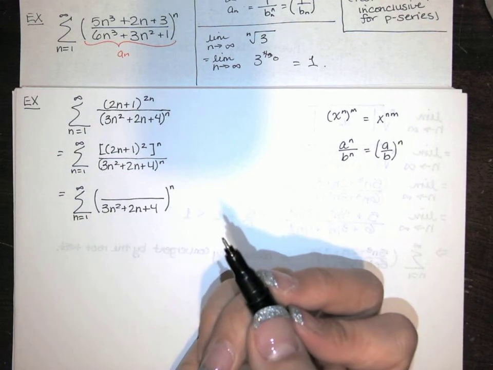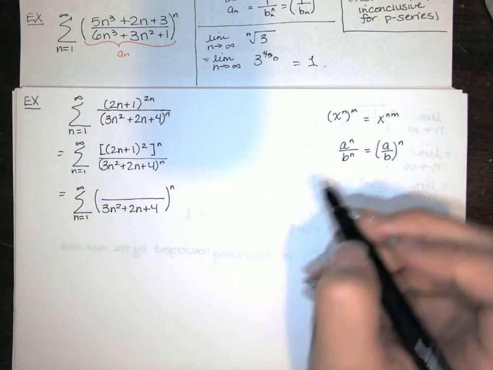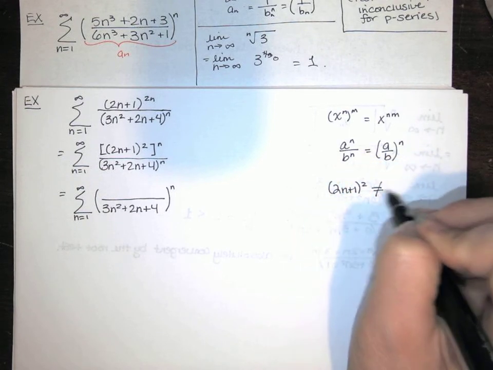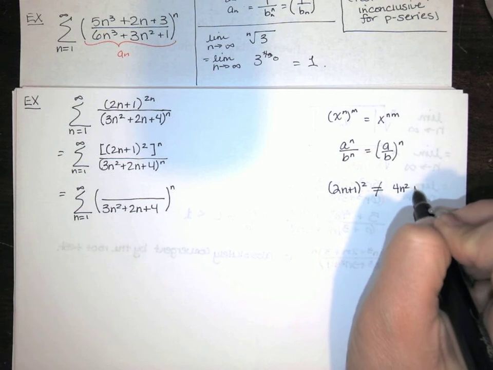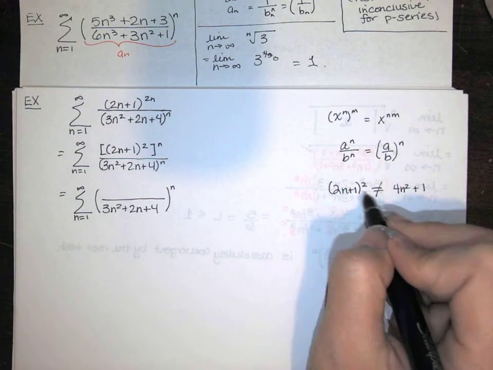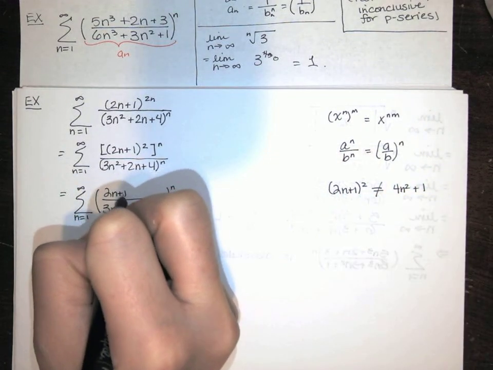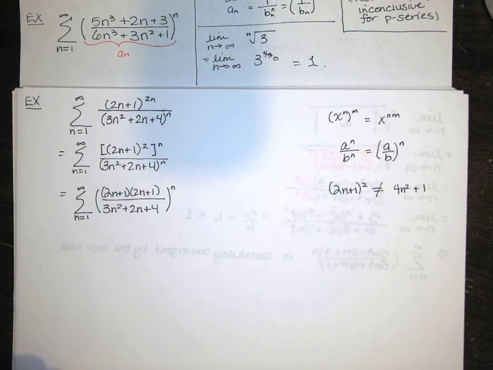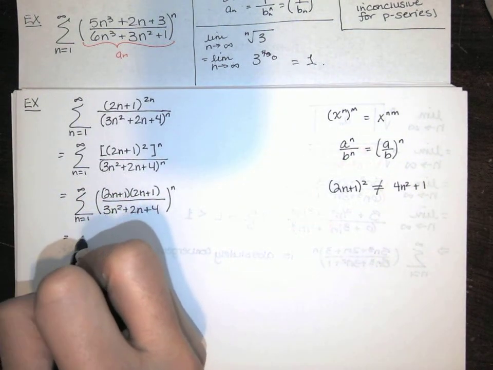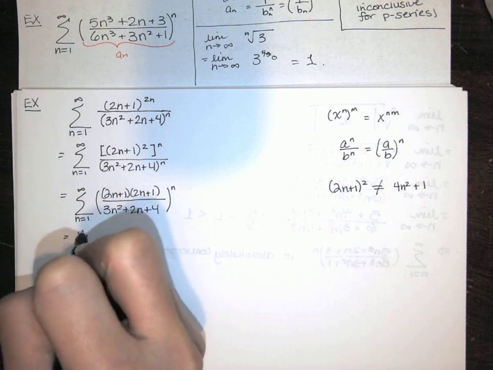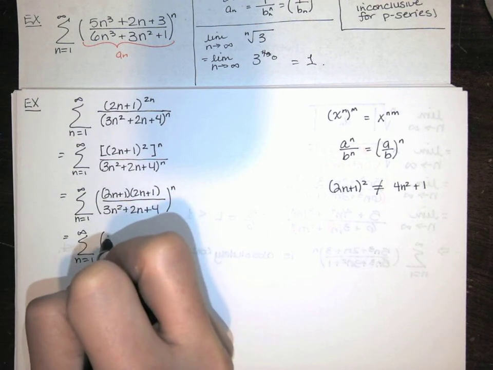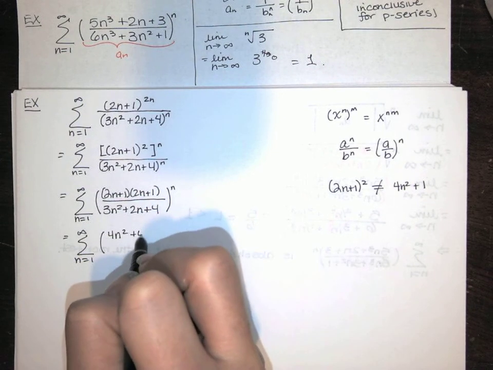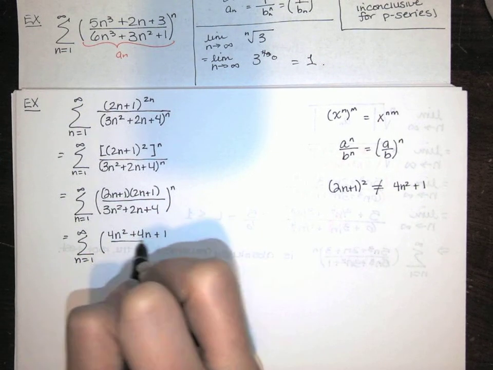In this numerator, that's 2n plus 1 quantity squared. Remember, that's not 4n squared plus 1. Don't square that and square that. You've got to write that twice in FOIL, or write that twice in distribute. Or maybe if you remember that a plus b quantity squared formula from algebra, you could apply that here too. That's appropriate. We have 2n times 2n is 4n squared. Outer times outer is 2n. Inner times inner is another 2n. And last times last is 1.